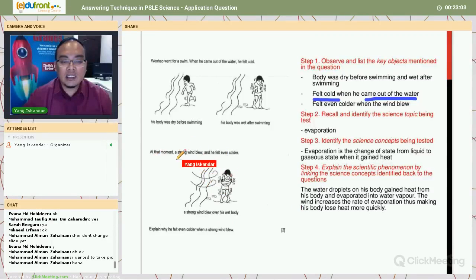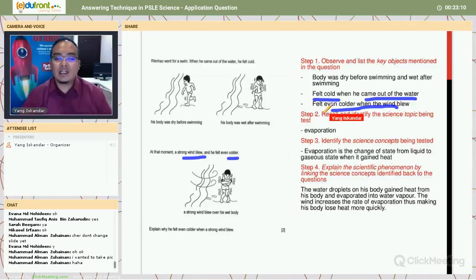So what happened next? At that moment, a strong wind blew, and he felt even colder. So step number 2: recall, identify the science topic being tested. The topic here is water. Not evaporation, it's a bigger topic of water, but under the topic of water, the relevant concept you will be able to identify is evaporation.